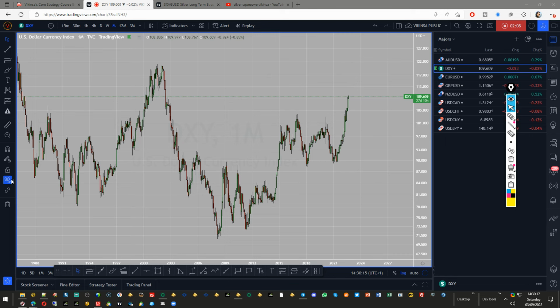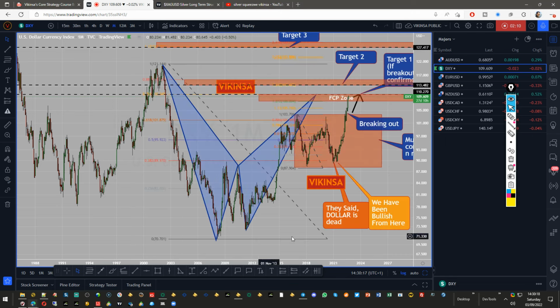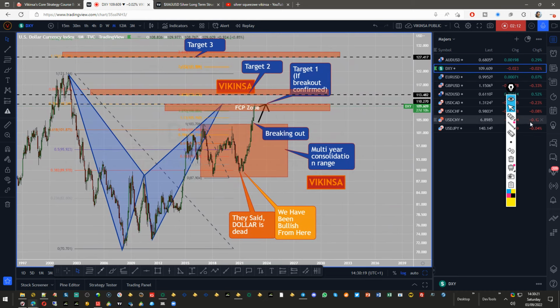So if I bring in the original analysis, this is what we had. We have been following this analysis since we were here. Remember, at this point in time, most of the reports were saying that the dollar was going to die, but we were looking for a bullish movement because we already knew about this W pattern and this FCP zone.